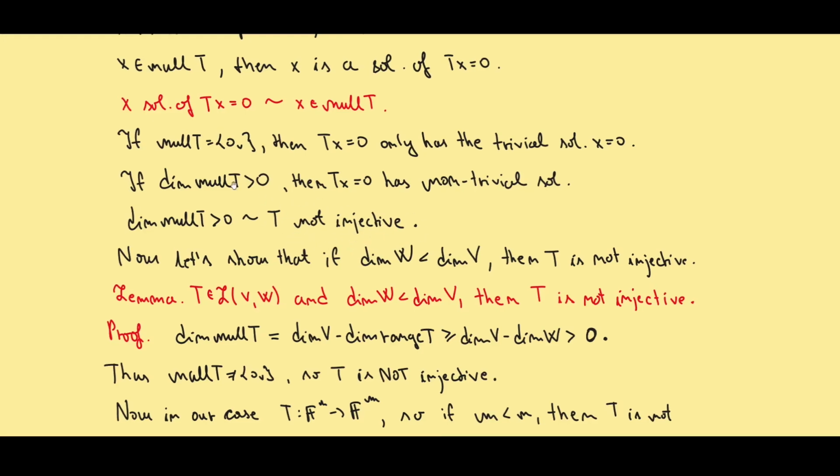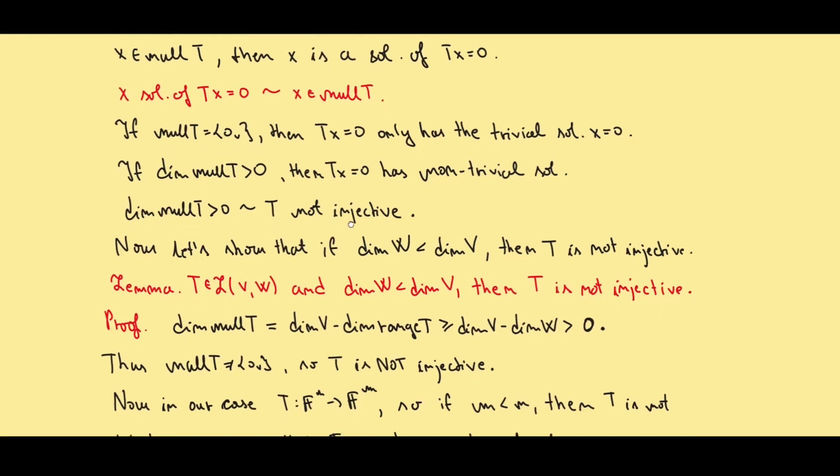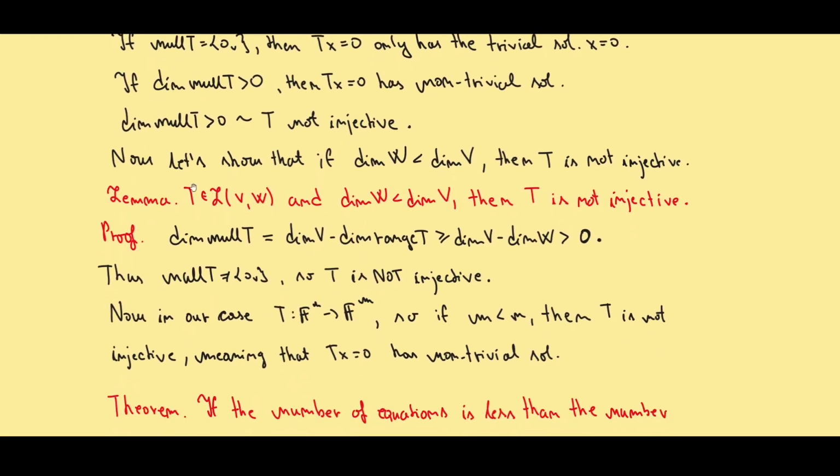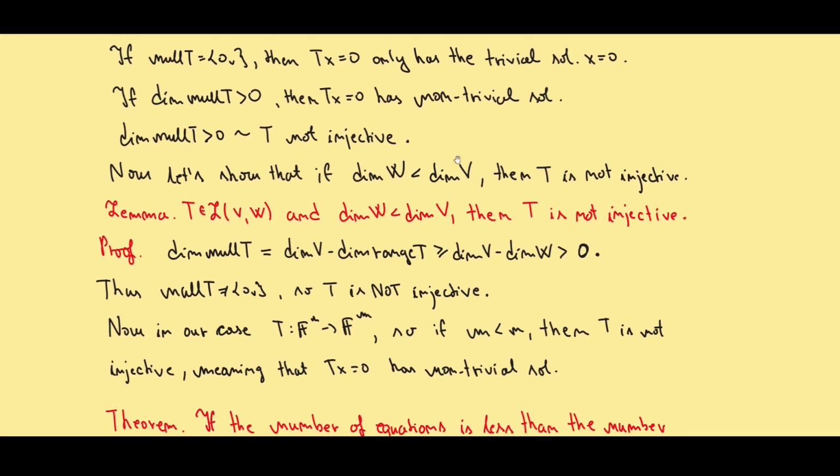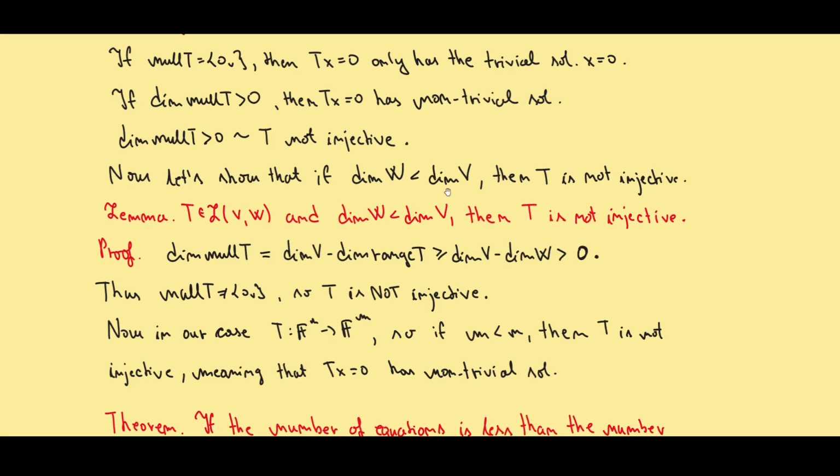T is only injective if the dimension of null T is equal to 0, if it's only this space. So now let's show that if the dimension of our target space is less than the dimension of our starting space, then T is not injective, which should make sense. If our starting space is of some dimension and the target space is of less dimension, so it's smaller, then T, when it maps, obviously has to squish, so different vectors get mapped to the same thing, breaking the injectivity of T.